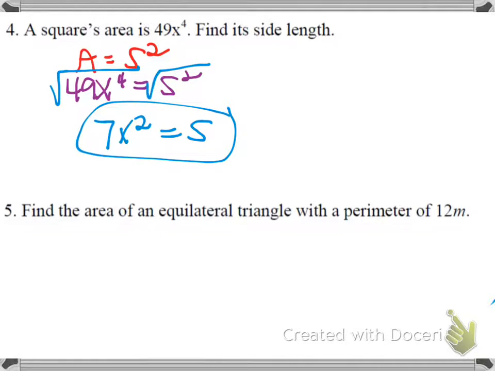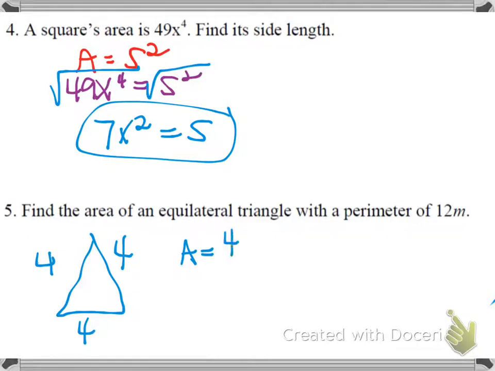Number 5, just another equilateral triangle example. If the perimeter is 12 meters, which means each side would be 4 meters. So if I plug that into the formula, area equals 4 squared square root of 3 over 4. That would be 16 over 4, which is 4 root 3, and this is meters squared.